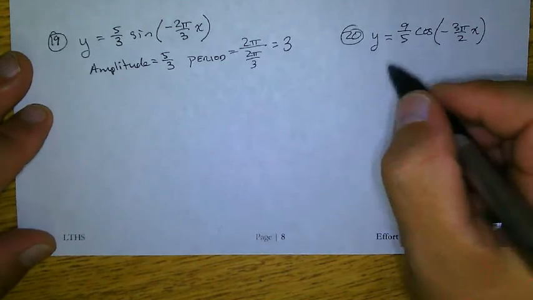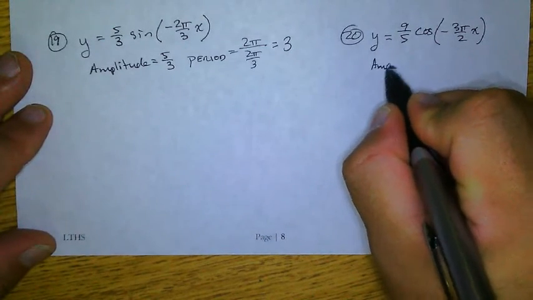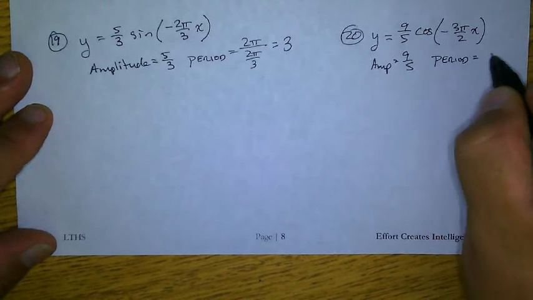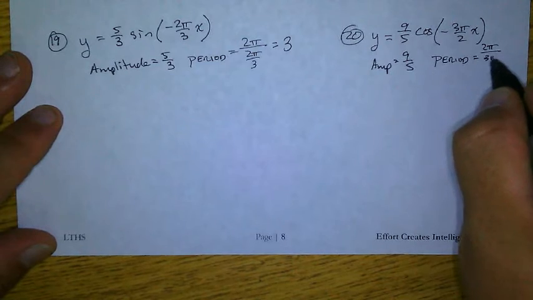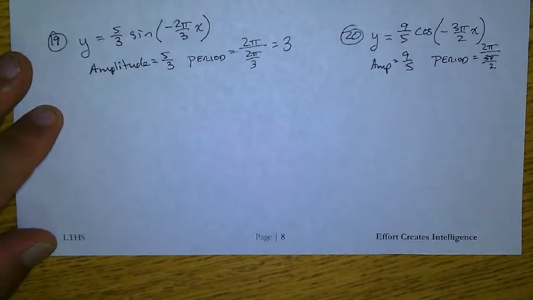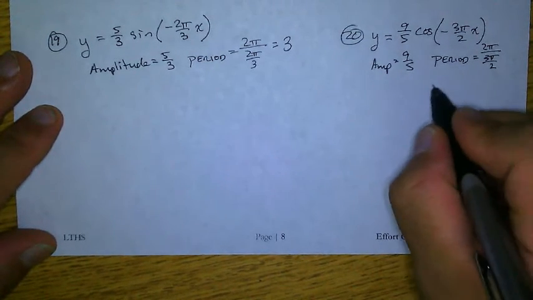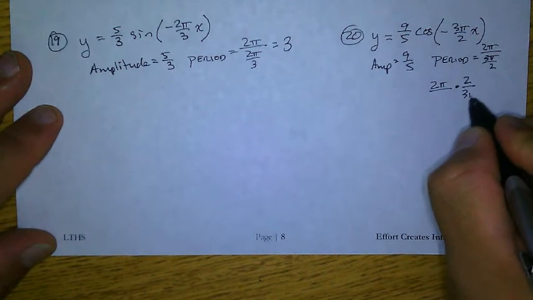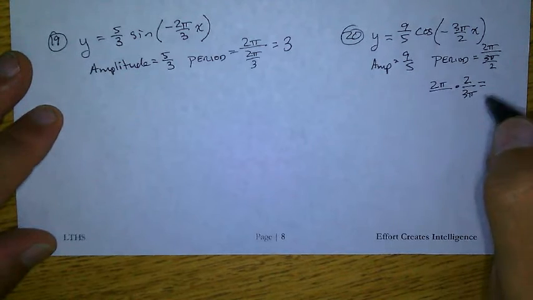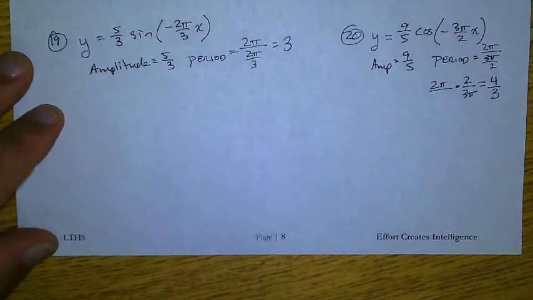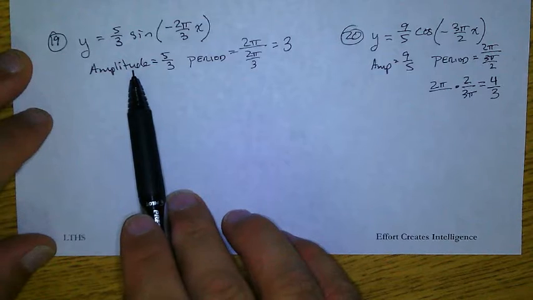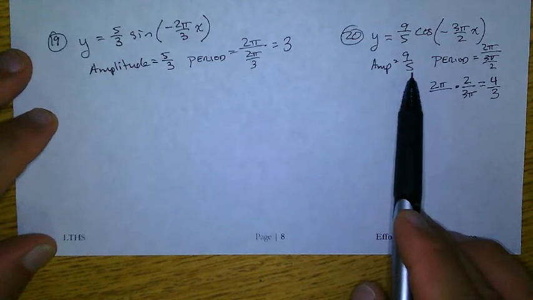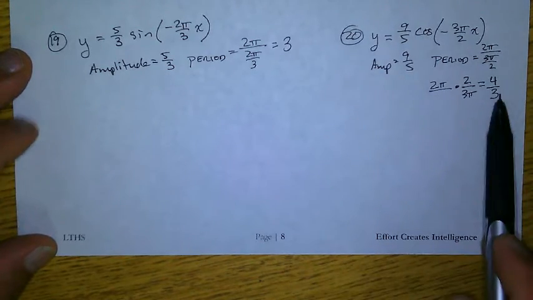While for this cosine graph, our amplitude is 9/5, and our period is 2 pi divided by 3 pi over 2. Well, 2 pi divided by 3 pi over 2 is the same thing as 2 pi times 2 over 3 pi, and that gives me 4/3. So amplitude 5/3, sine function, period 3. Amplitude 9/5, cosine function, period 4/3.